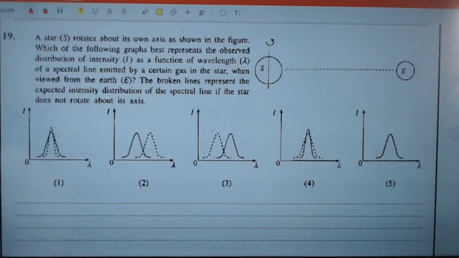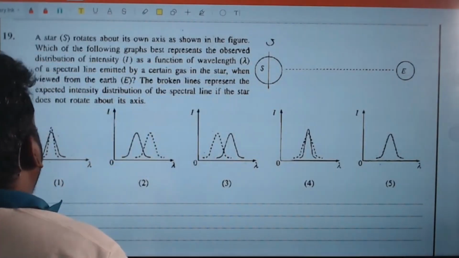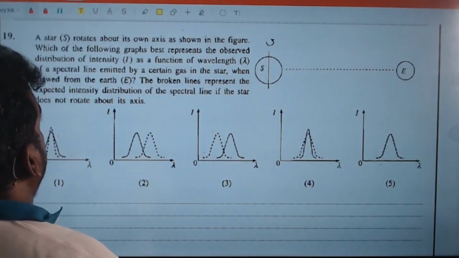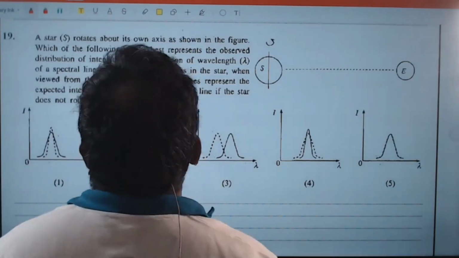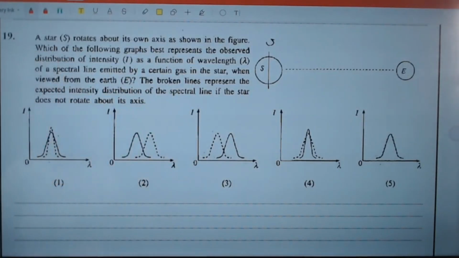Question number 19. A star rotates about its own axis as shown in the figure. Which of the following graphs best represents the observed distribution as a function of wavelength? Broken lines represent the expected intensity of the spectral lines.